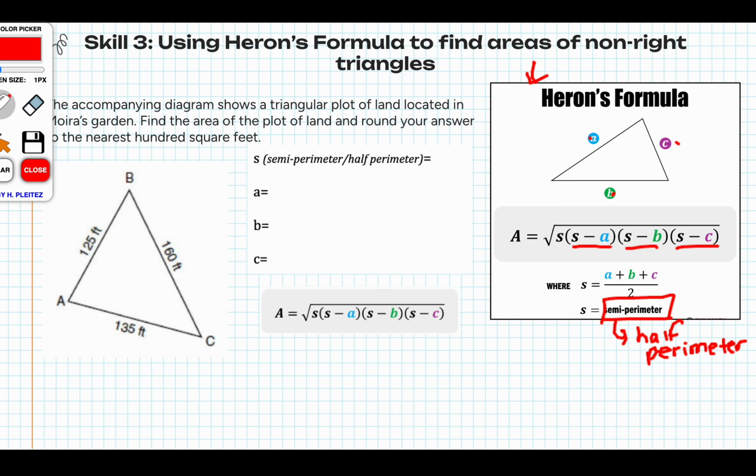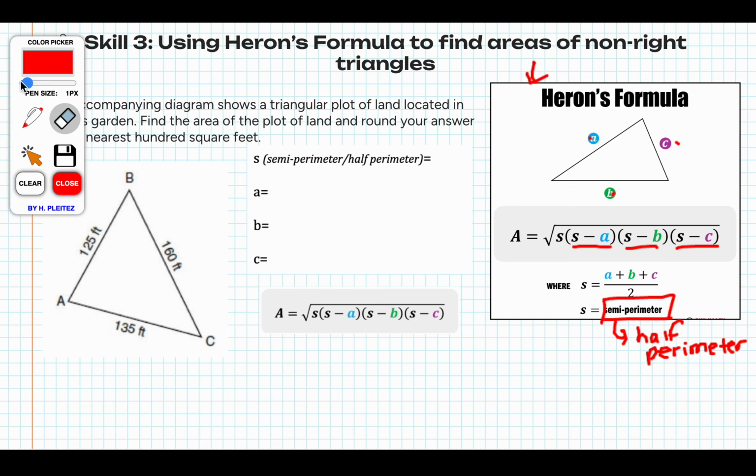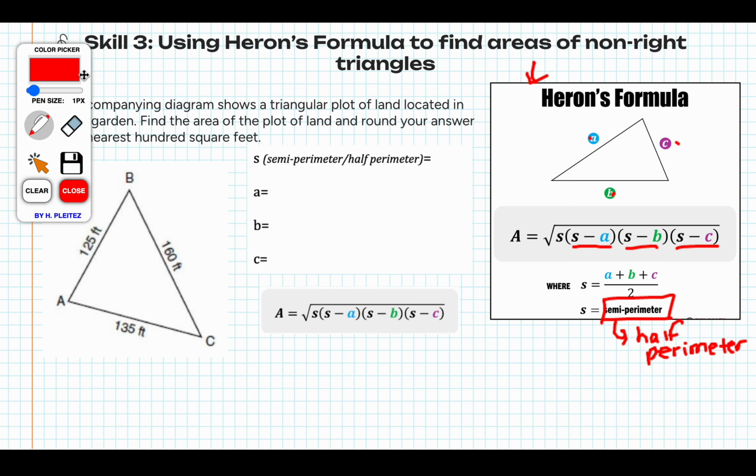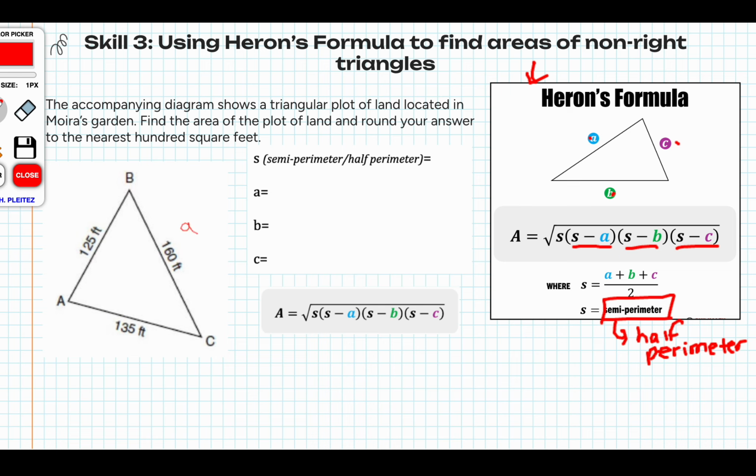Now we have a triangle here, and if we had the height of the triangle, we'd be good to go using our formula that's on our reference sheet, but we don't have the height right now, so we have to use Heron's formula. So I'm going to label. It doesn't matter what we pick to be a, b, or c, but I'm going to pick this to be a, this to be b, and this to be c. So a is 160, b is 135, and then c is 125.